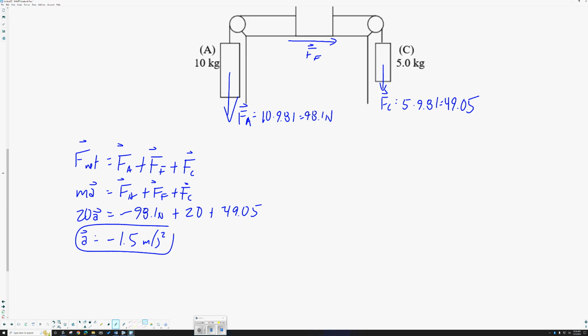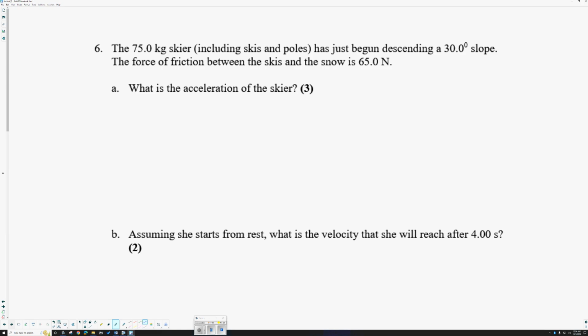Question 6. A 75 kilogram skier, including the skis and the poles, as shown in the diagram, has just begun descending a 30-degree slope. The force of friction between the skis and the snow is 65 newtons. So let's draw a diagram here. Let's draw a picture.